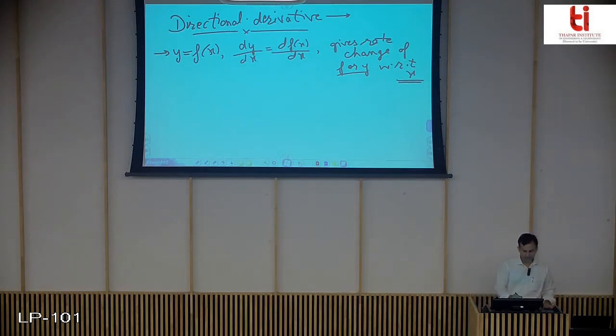So dy dx or df by dx, the ordinary derivative, gives you the rate at which f changes with respect to x. And if I am saying at some point x naught, that I am looking at the derivative with respect to x at point x naught, this will give you the rate change of f with respect to x at point x naught.